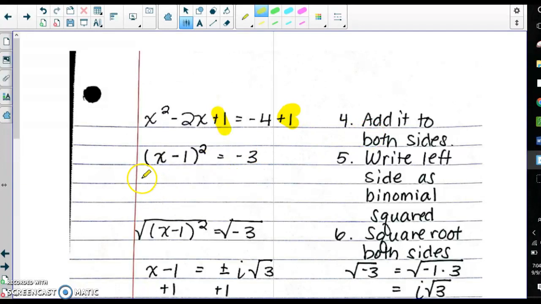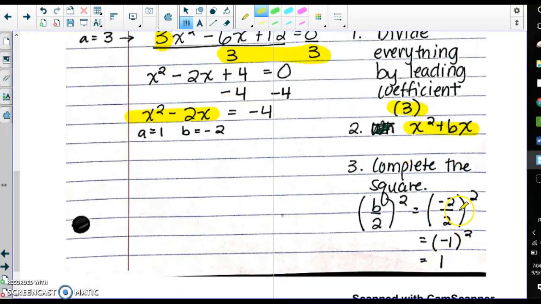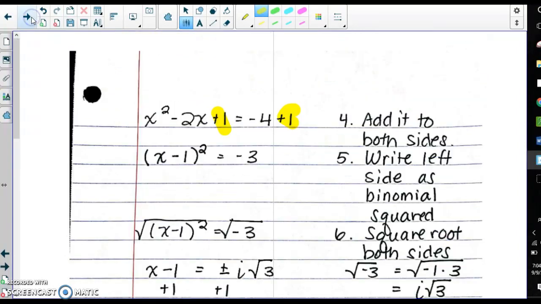And then I want to write the left side as the binomial squared. Remember, the binomial squared is just x plus b over 2. I'll go back for a second. Our b over 2 for this problem was negative 2 over 2, which simplified to negative 1. Okay, so that's why my binomial squared is x minus 1 squared. And then I simplified the right-hand side. Negative 4 plus 1 is negative 3.